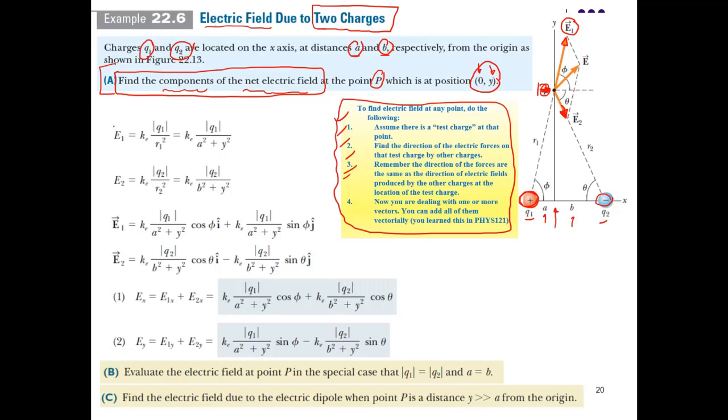So what's E1? Well, E1 is equal to K Q1 divided by R1 squared. This is by definition, right? We know Q1 is the source charge, and when we say source charge, it is the charge that produces an electric field somewhere. This is also a source charge. So this is equal to K Q1 divided by A squared plus Y squared. Why do we put A squared plus Y squared? Because we need to know the distance between Q1 and P, which is R1. So we need to know that distance.